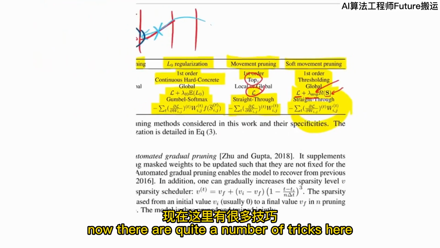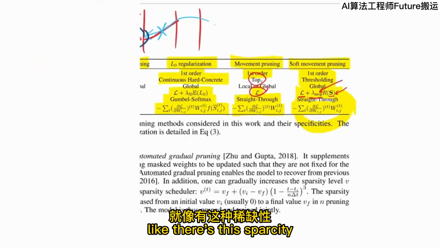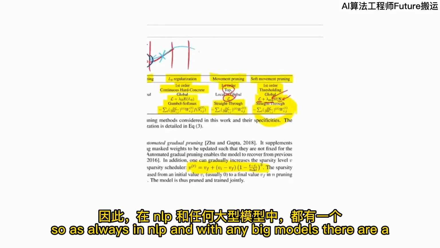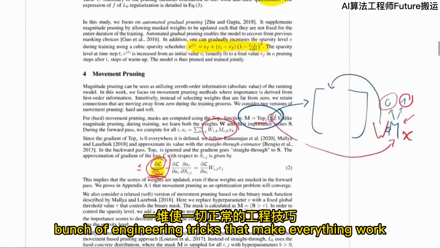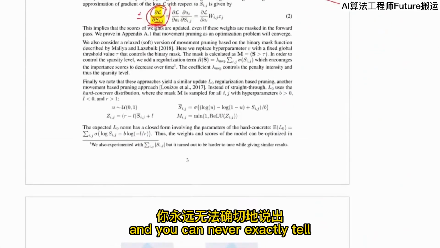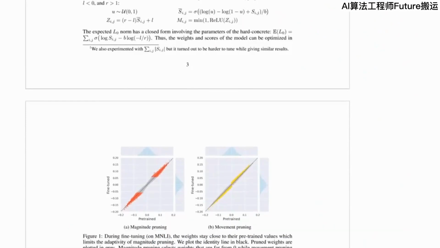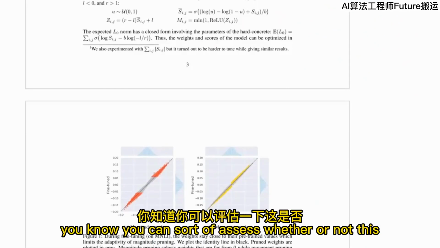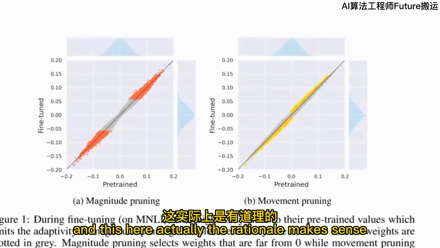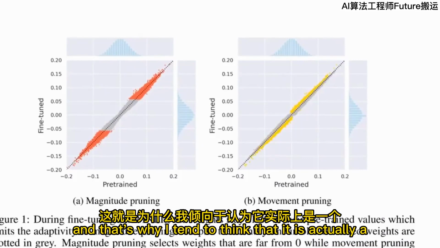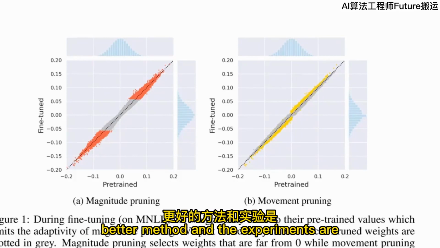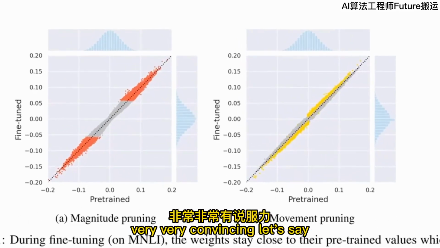Now there are quite a number of tricks here, like this sparsity scheduling function and so on. So as always in NLP and with any big models, there are a bunch of engineering tricks that make everything work better. And you can never exactly tell how much is due to that and how much is due to the actual technique. But you can sort of assess whether or not it's done well. And here, the rationale makes sense, and that's why I tend to think that it is actually a better method. And the experiments are very, very convincing, let's say.